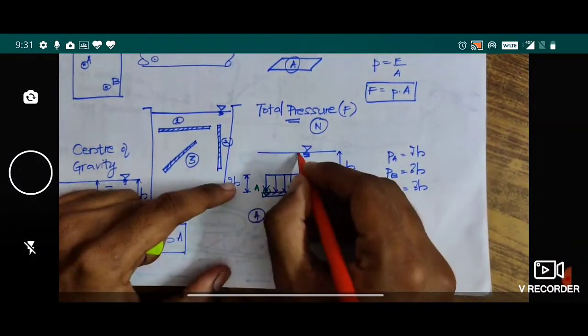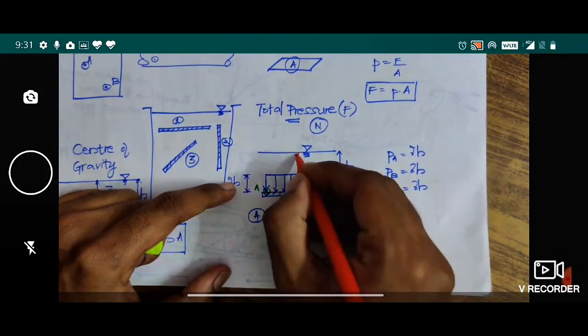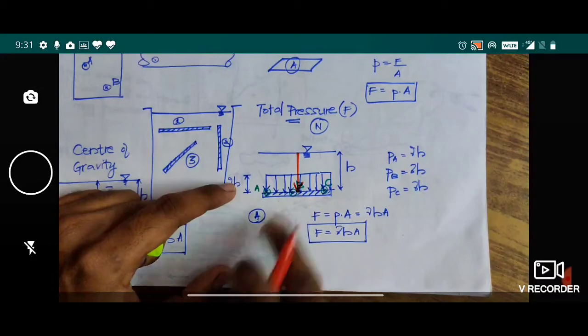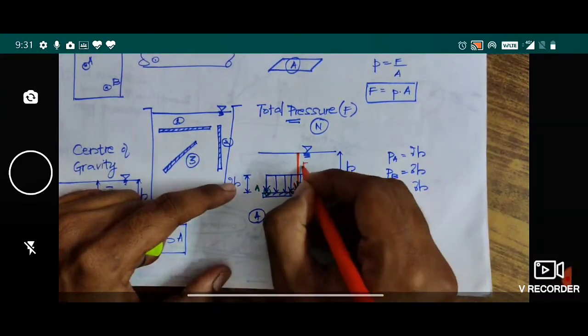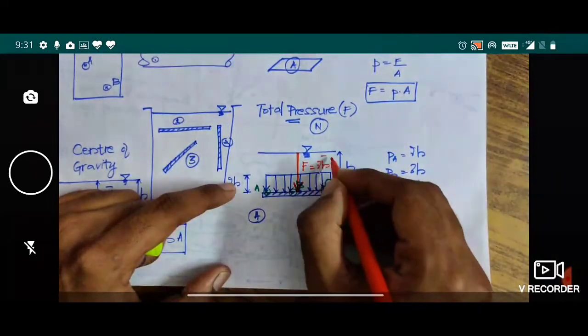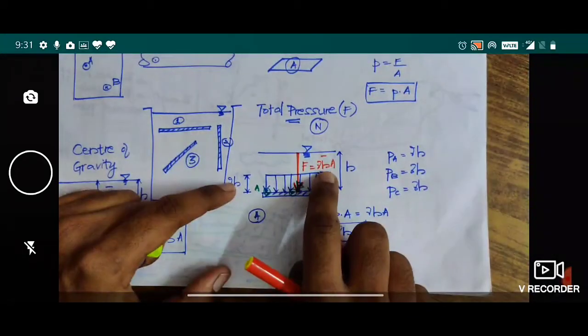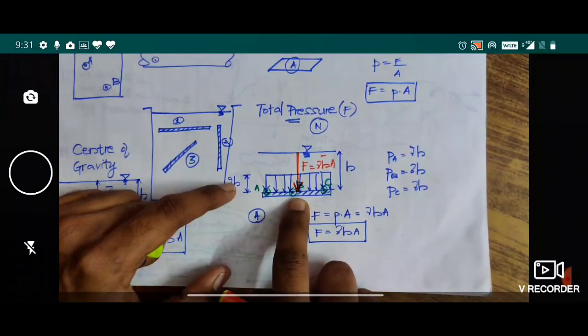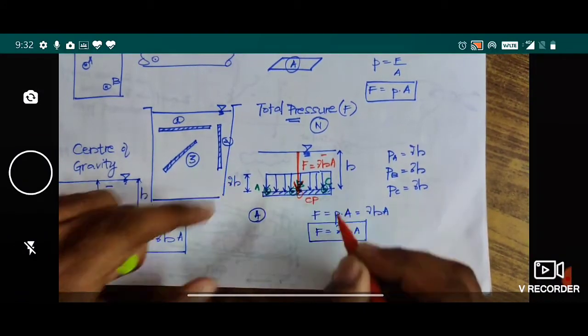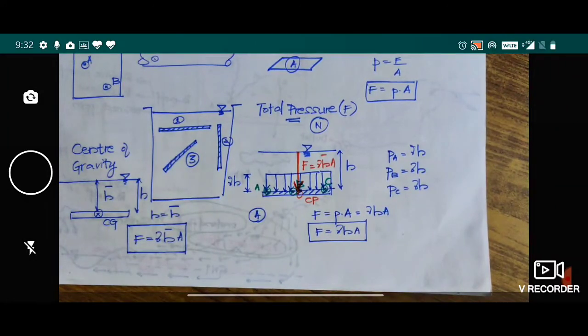So let's assume that this is your resultant. The resultant is passing through this point at the exact center, and this resultant is nothing but your total pressure, which is gamma into h bar into A, and it will be passing through a point, and that point is called center of pressure, CP, center of pressure.